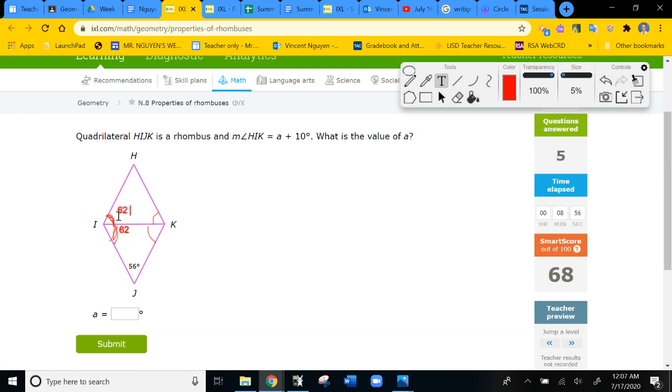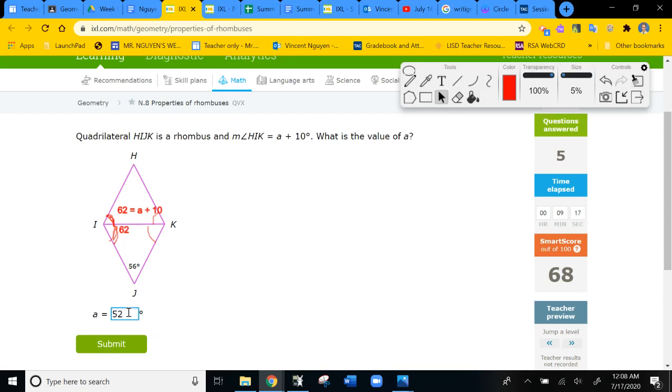But it also happens to be A plus 10, so 62 equals A plus 10. There's my equation. I'm not adding 10, I'm subtracting 10 from 62. I would get 52. So my A value is 52. Let's type that in and see what we get.